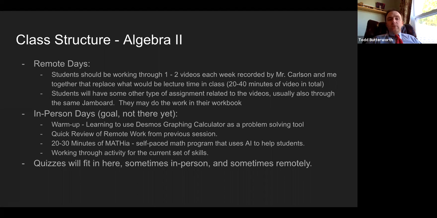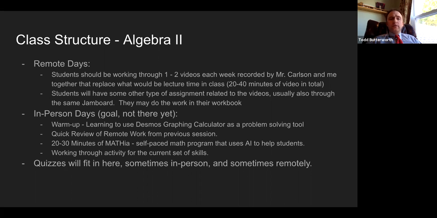And then we'll do a quick review of remote work. Right now, I think we're taking too long reviewing the remote work. Part of that might be because some of our students are not doing the remote work that they should be doing, so they don't have the understanding we were hoping they would have when they come into class. So the more on top of things they are, the better they will do.